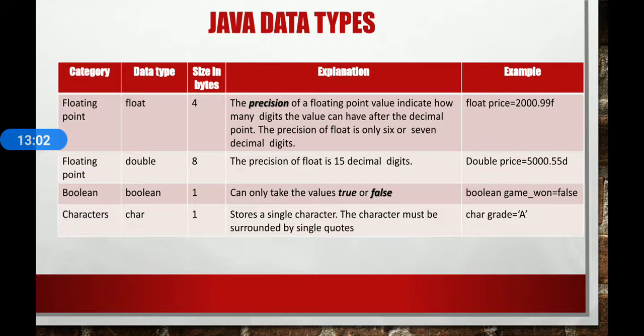Next one, the boolean data type. It can take only the values true and false. Next one, char, which stores a single character. A character must be surrounded by single quotes.